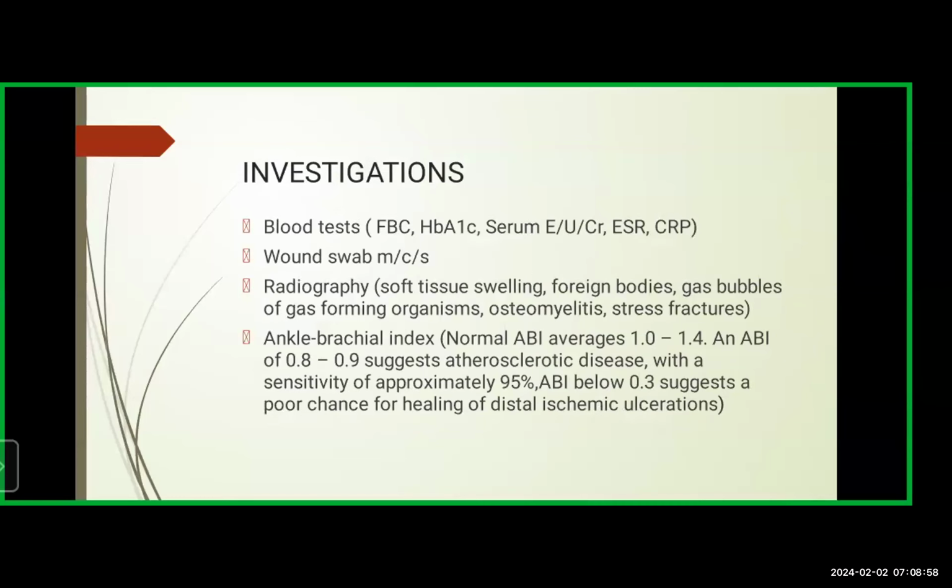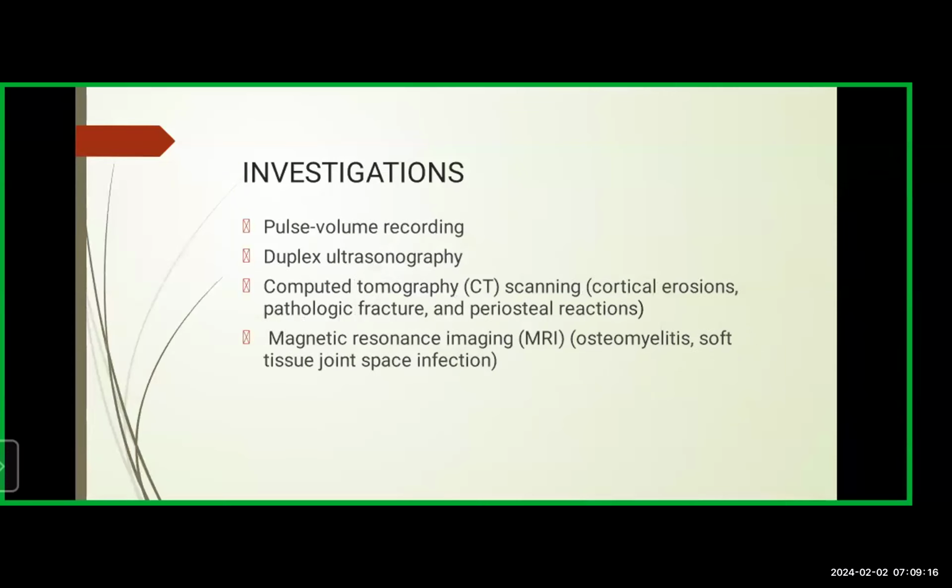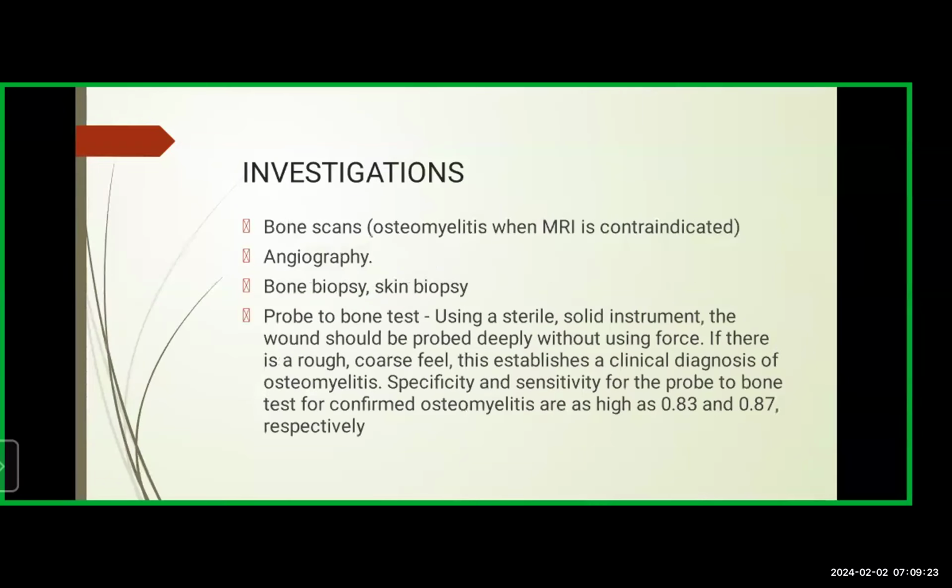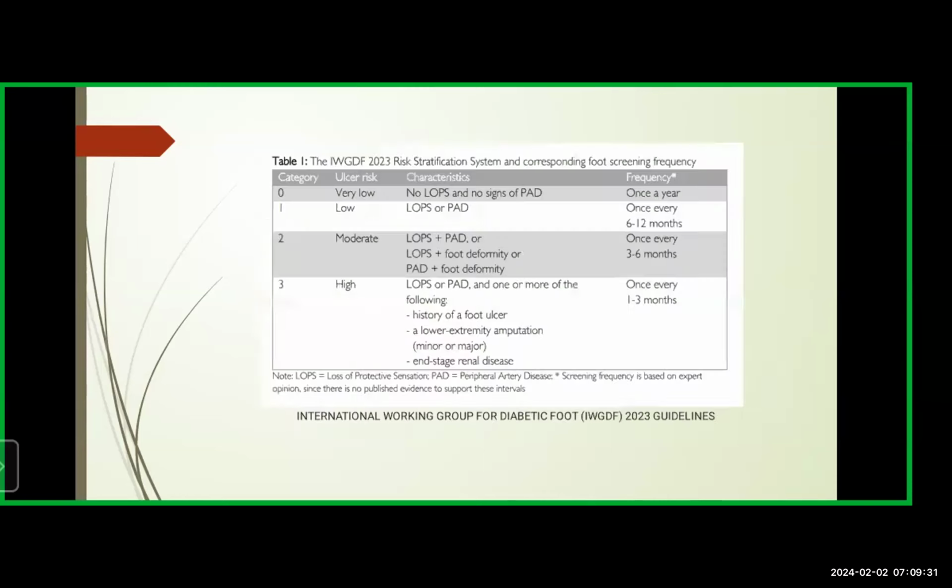The investigations that can be done for patients that have DFU include, apart from those that have been previously stated, the wound MCS, the X-ray of the foot, to show if there are foreign bodies, tissue swelling, osteomyelitis, and also it's important for us to measure the ankle brachial index. Other investigations include pulse volume recording, ultrasonography, even CT and MRI, and of course, bone scans, angiography, bone biopsy, and probe to bone test.